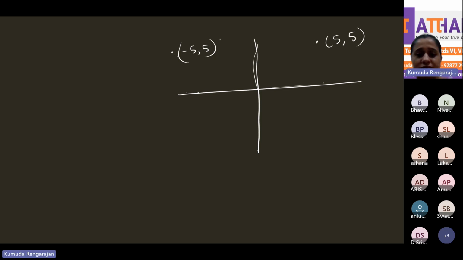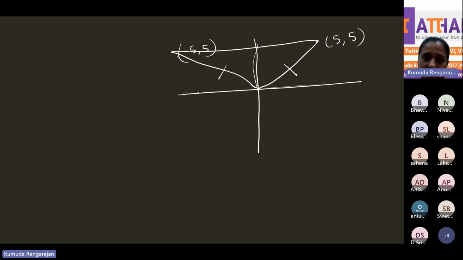When you mark points like this, and you join them to the origin and also connect the two points, such a triangle is always a right isosceles triangle, because these two sides will be equal and this angle will be a right angle. But you will get marks even if you say isosceles triangle or just right triangle. But in MCQ, you have to be specific. Right isosceles triangle will be the correct option.